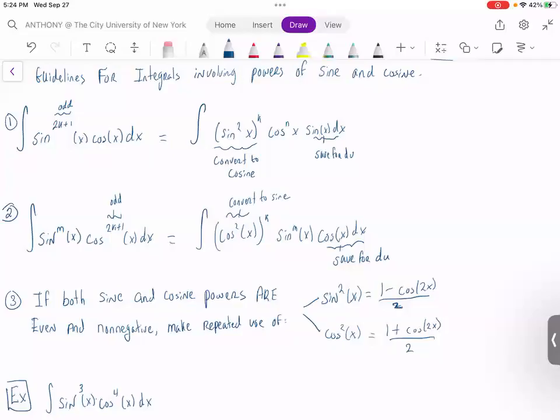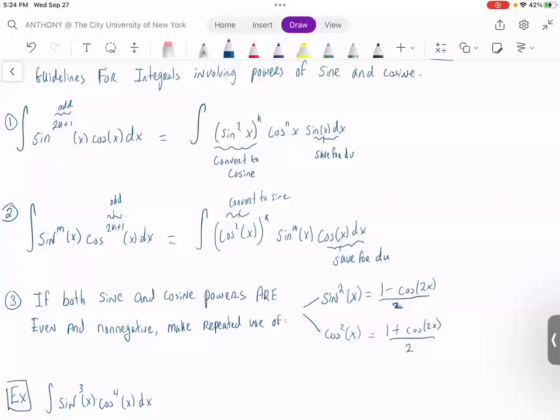All right, so here I just want to talk about the guidelines for integrals involving powers of sine and cosine. Please pay attention. You're going to ask questions, and I want you to follow. So here are my three guidelines. The first two guidelines refer to when the powers of sine or cosine is odd.